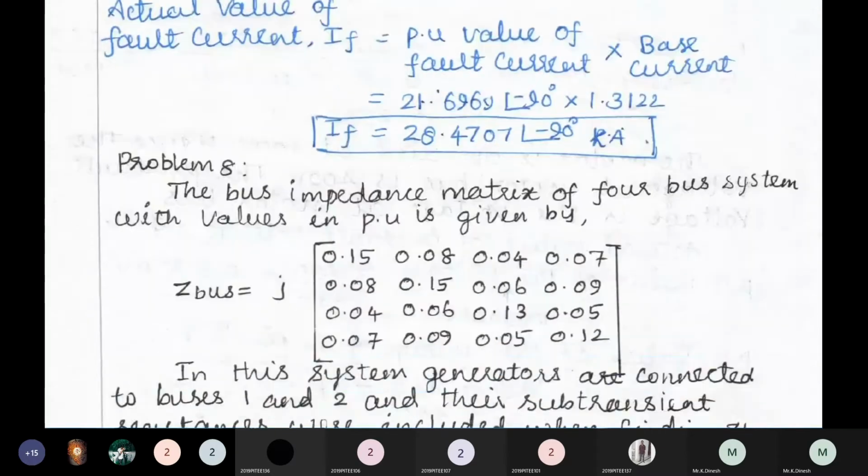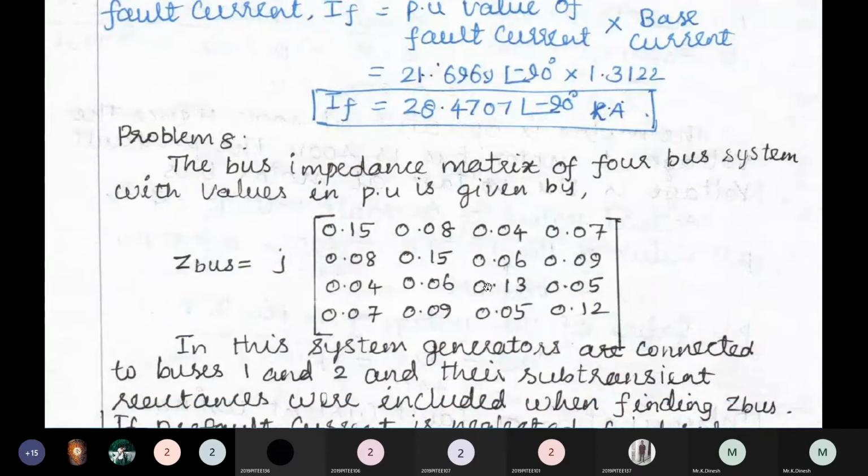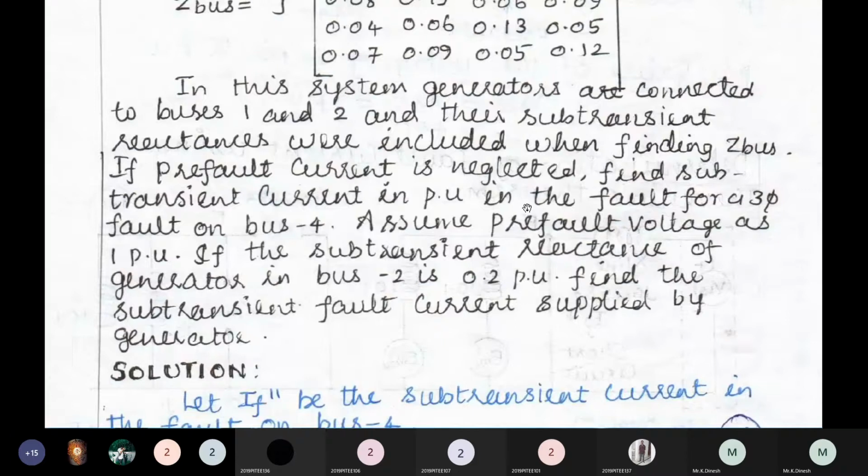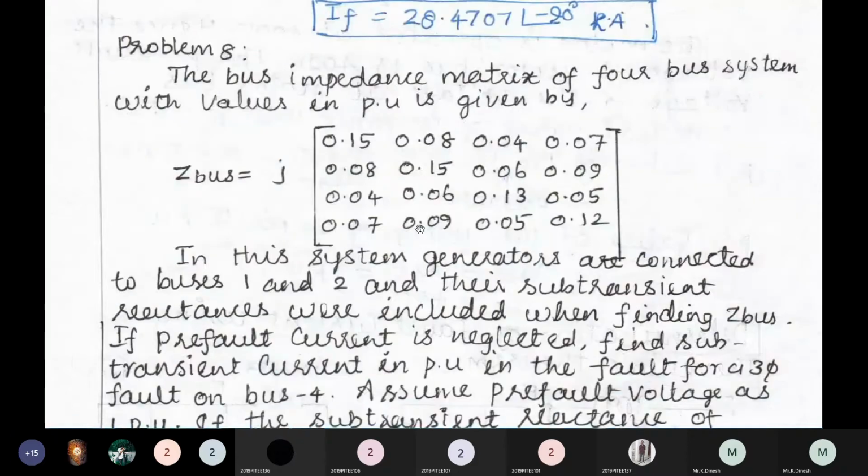One more thing: in some cases, the data is not given directly; in place of data, they may give a matrix. If a matrix is given, they may ask questions based on it, and we have to find the voltage parameter, current parameter, or fault current. If there is a 4x4 matrix, then it is a 4 bus system. A 3x3 matrix means a 3 bus system. Here a 4x4 matrix is given, so it shows that it is a 4 bus system.